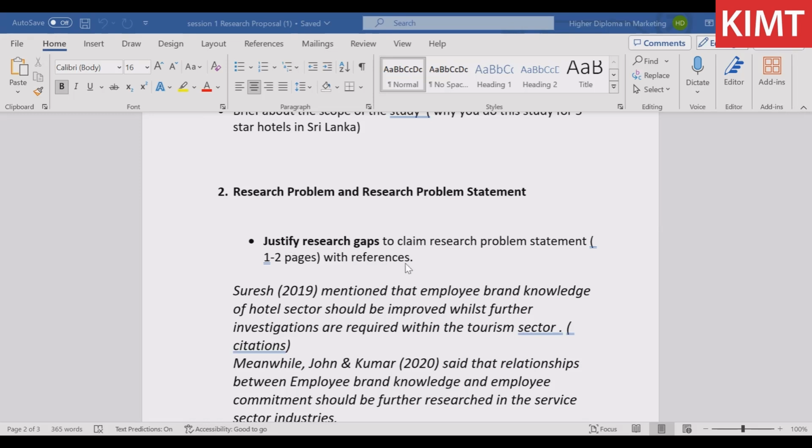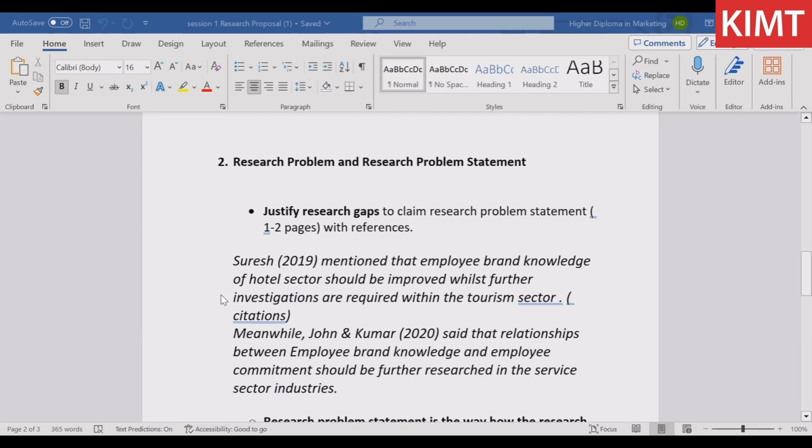No need to go very complex, because I know at your level 6, level 7 they do not go very deep in analysis, right? But you maintain the basics. Essentially, as I mentioned here, you take a couple of papers and say, as in last week's example, that employee knowledge within the hotel sector should be further investigated. So this area is a significant research area for different countries.